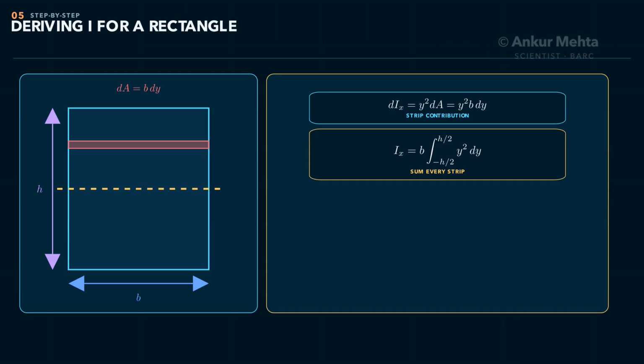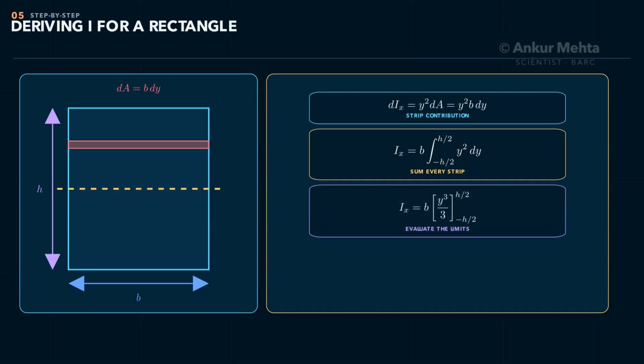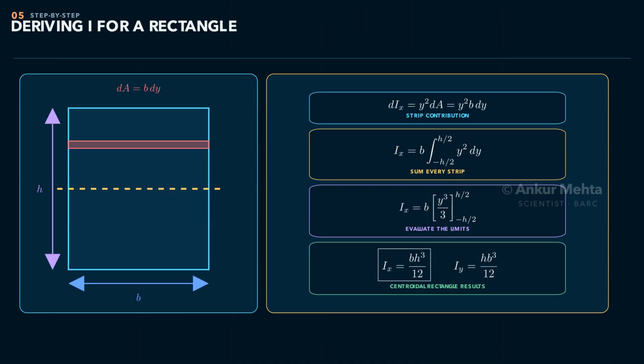Notice the cube on depth. If the depth doubles while breadth stays fixed, Ix becomes 8 times larger. About the vertical centroidal axis, exchange b and h, giving Iy equals hb cubed over 12. The same rectangle can therefore be very stiff about one axis and weak about the other.